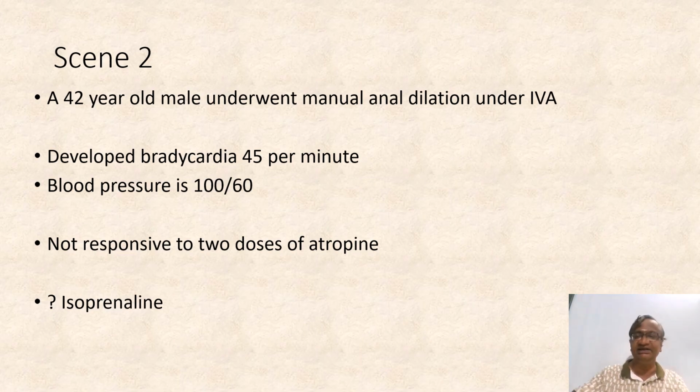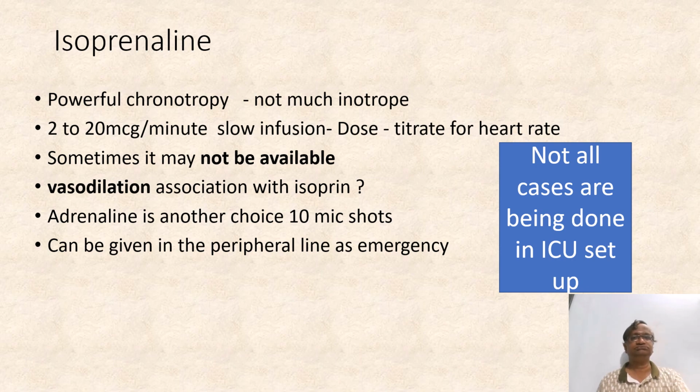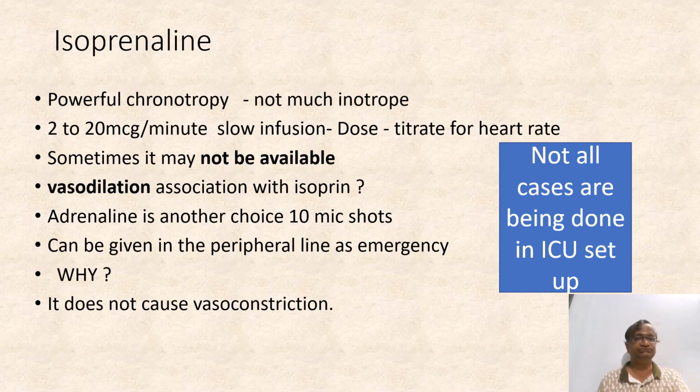Chrono means rate increase. Bathmo means excitability increase. Inotropy means contractility. Lusitropy means relaxation. Isoprenaline is a powerful chronotropic. So sometimes it may not be available. Adrenaline, which is associated with vasodilatation, is another choice. It can be given in a peripheral line in case of emergency.